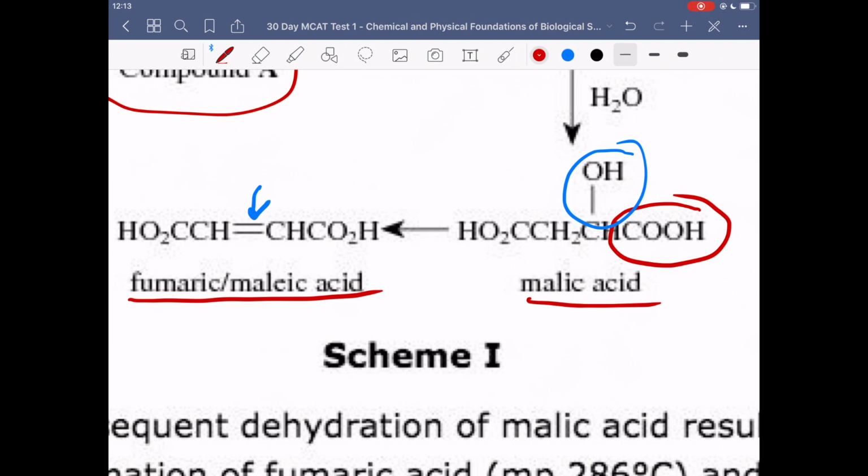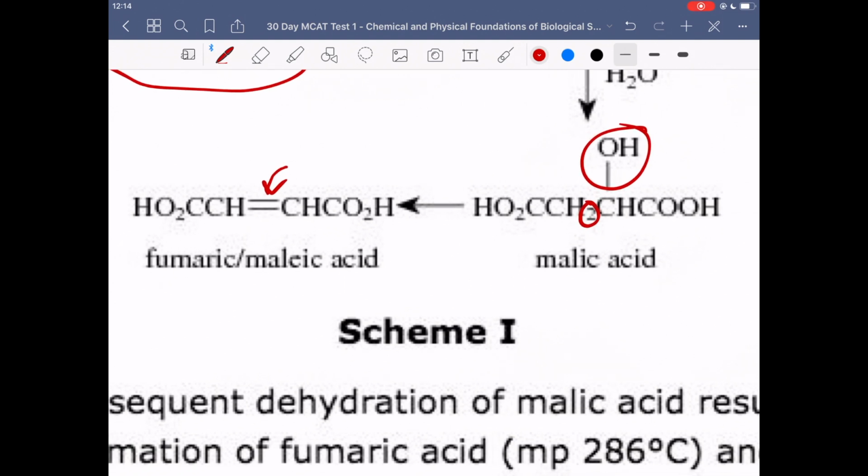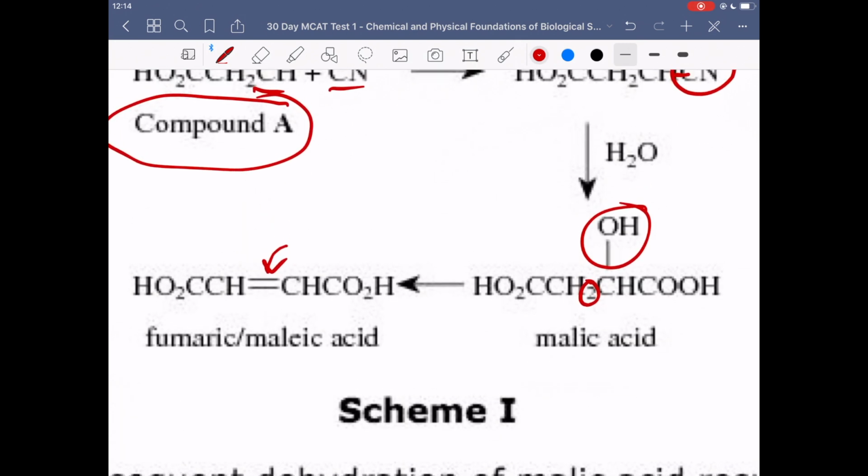Malic acid is dehydrated. So the main thing that happens is this OH, and also one of the hydrogens over here, is removed, and then this double bond is formed. So it's a dehydration reaction, meaning water is removed, and then we have this double bond formed. We're told that we get fumaric acid and maleic acid. And notice how there's a double bond, but it's drawn out as a straight chain. But you know that double bonds don't exist like that. They exist either like this, with the R groups on one side, meaning they're cis, or they could be trans.